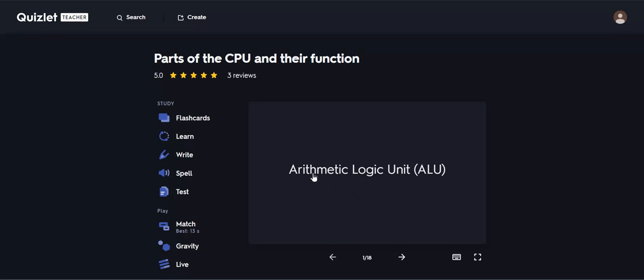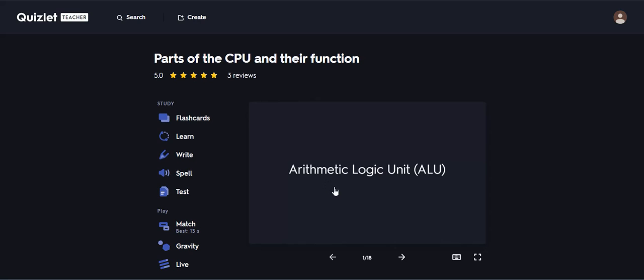Okay students, because I'm unable to see you, I'm going to make a video and try to explain this topic, this subtopic, parts of the CPU and their function. So the CPU is made up of two main parts. The two main parts are the arithmetic and logic unit and the control unit.